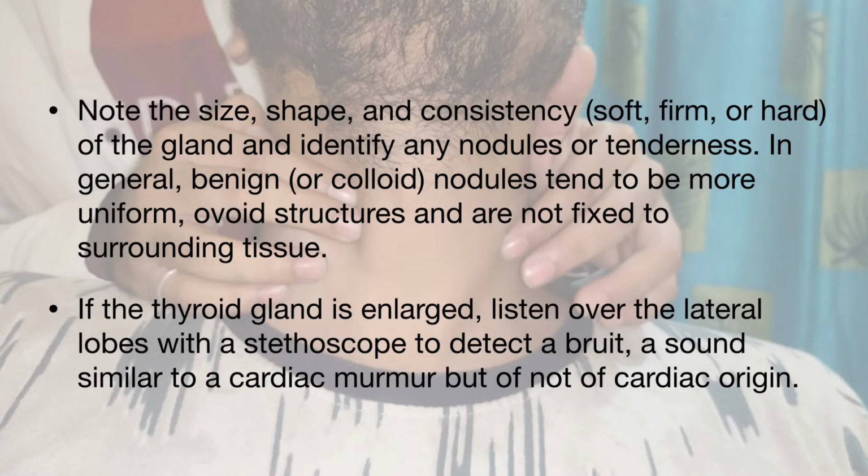In general, benign nodules tend to be more uniform ovoid structures and are not fixed to surrounding tissue. If the thyroid gland is enlarged, listen over the lateral lobes with a stethoscope to detect a bruit, a sound similar to a cardiac murmur but not of cardiac origin.